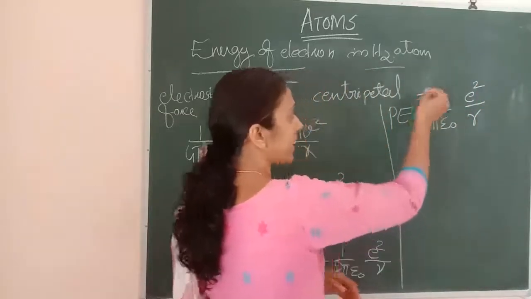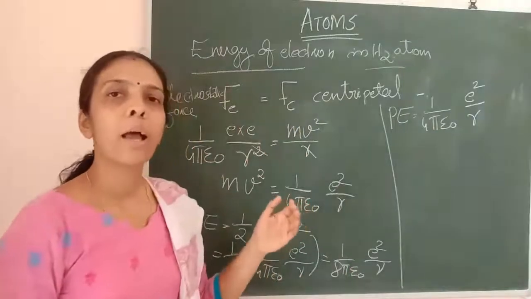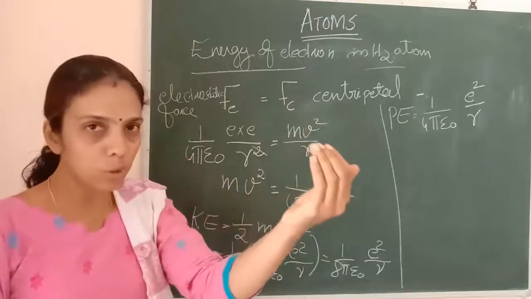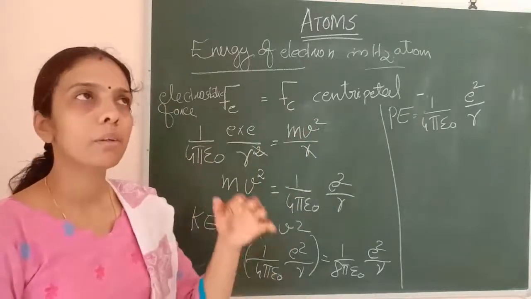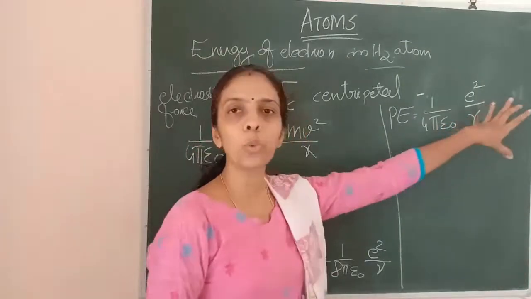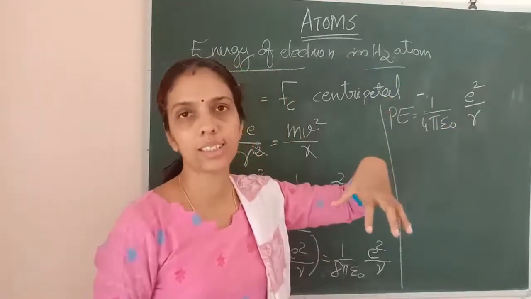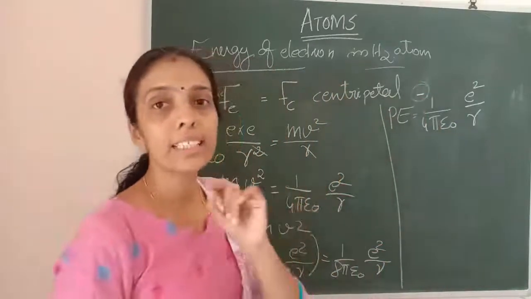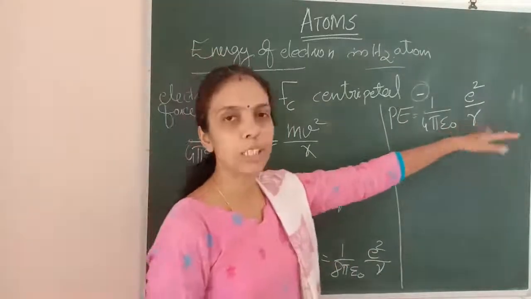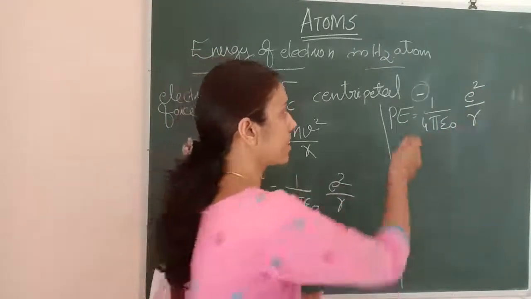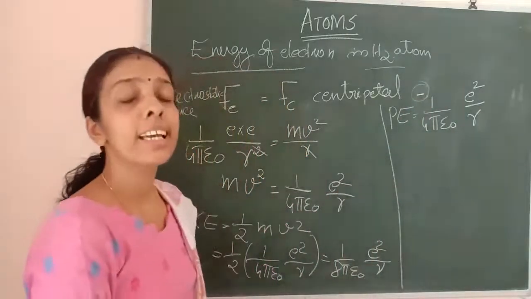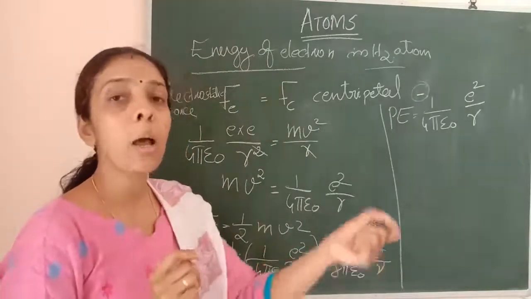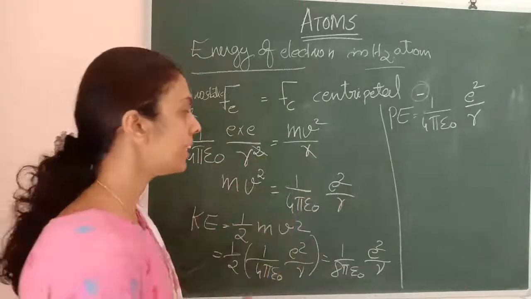So this will be negative. Why is it negative? Because it is acting towards the minus r direction, towards the center. The distance between these two charges, the nucleus and the electron, is considered in the minus r direction. This negative sign is due to that. That is why potential energy is negative. Because it is acting along the minus r direction.